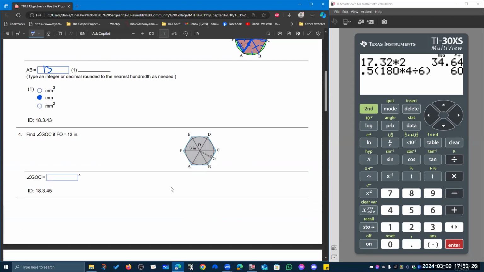All right, let's find angle GOC. So for GOC, all of these angles here would be 60. It doesn't matter what the side was. And then I've bisected this, so these are 30-degree angles here.